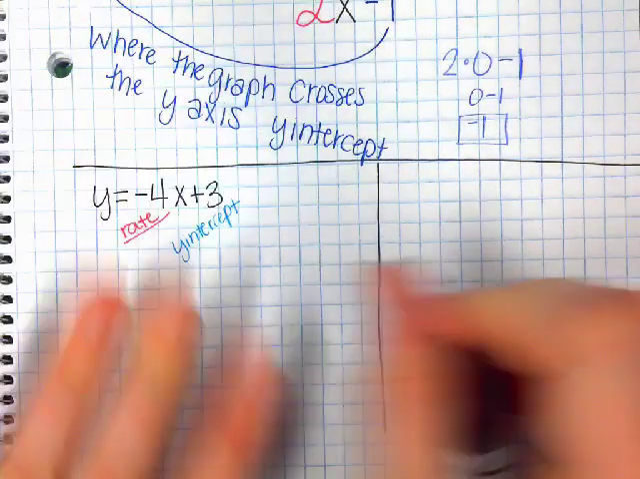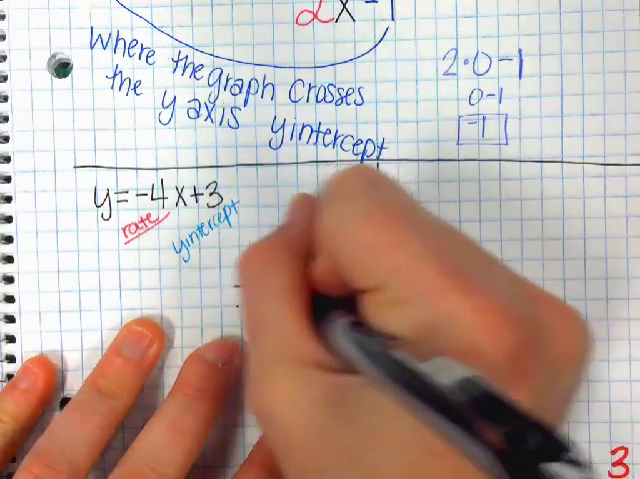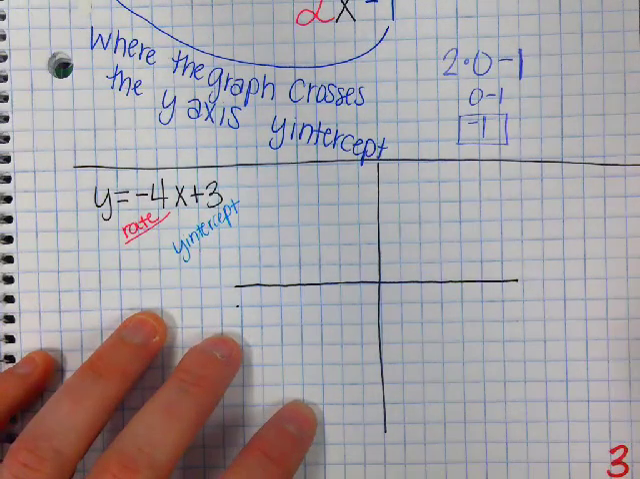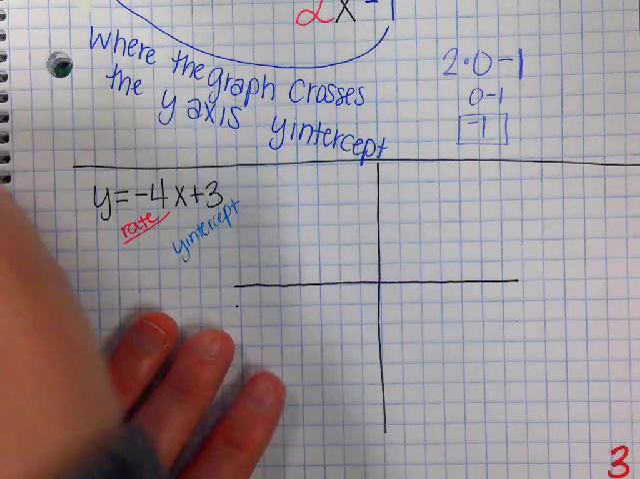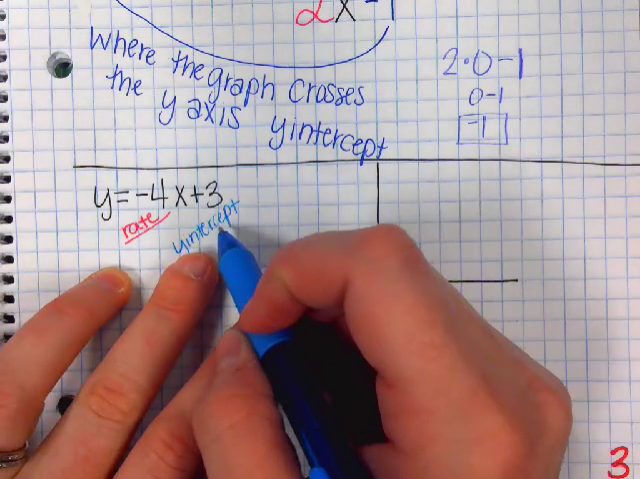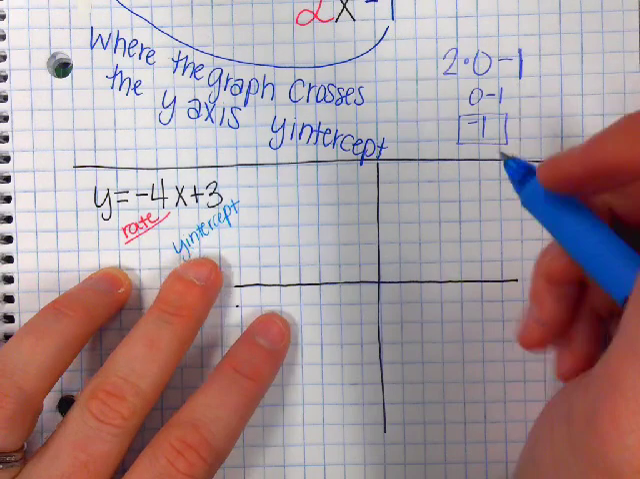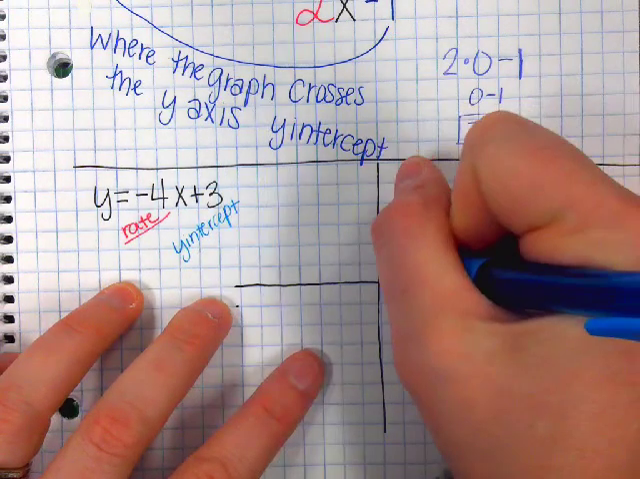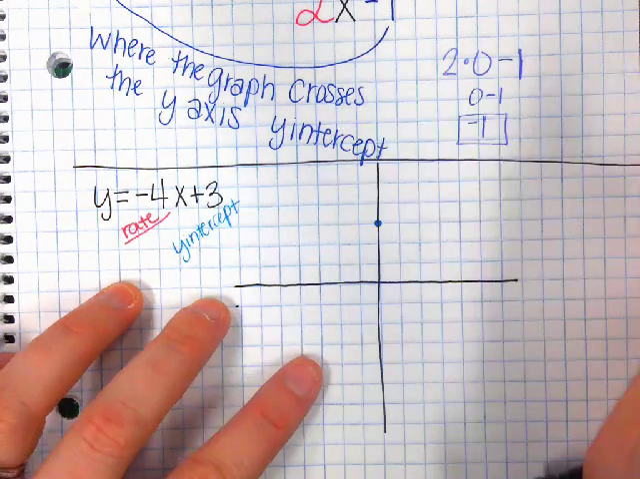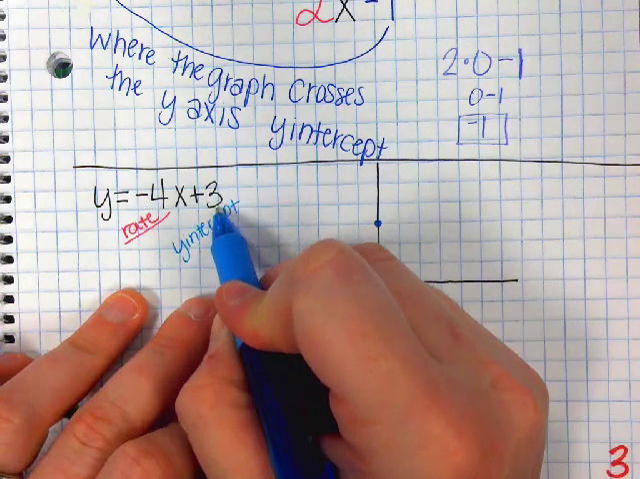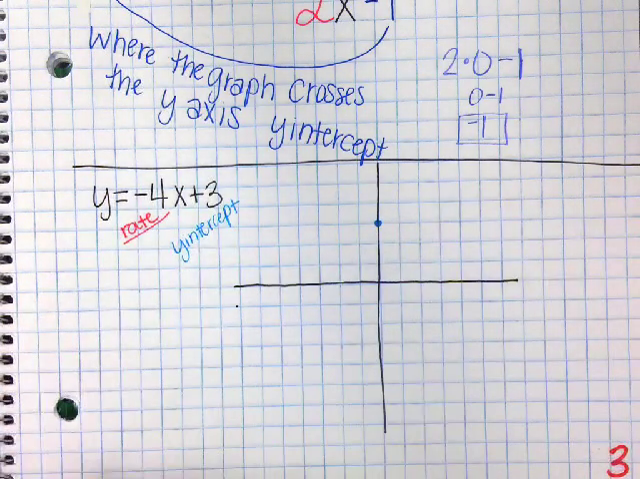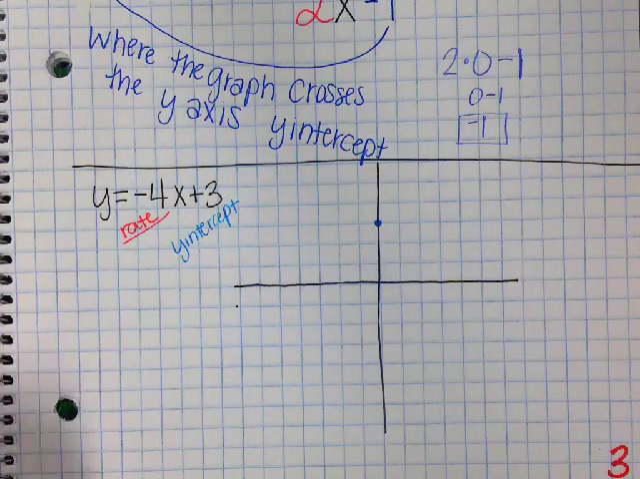Okay, so I'm going to go ahead and graph. Okay, so my y-intercept is 3. That's always where you start. It's your starting value. So I'm going to go up 1, 2, 3 because I need to cross the y-axis at that number. So the y-intercept is 3, so I start at 3.